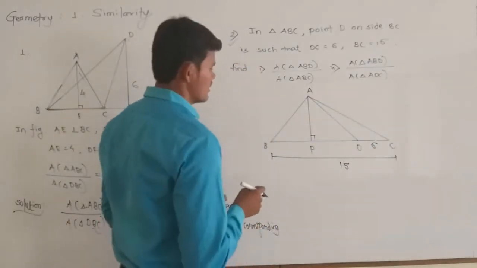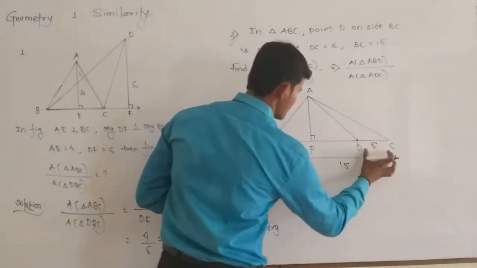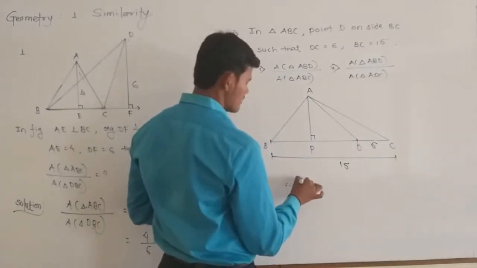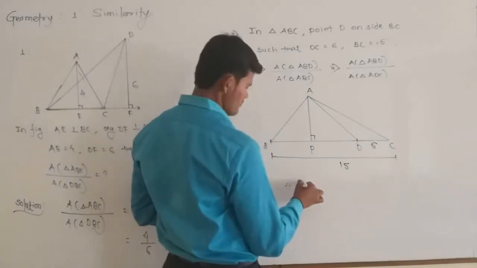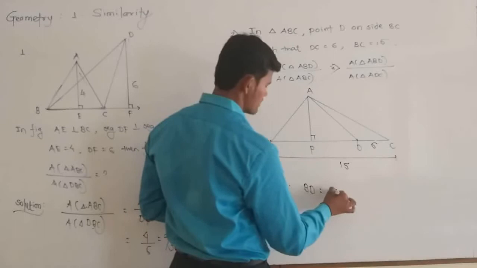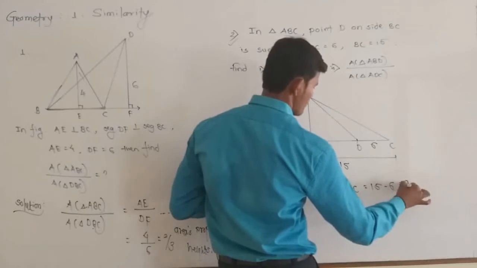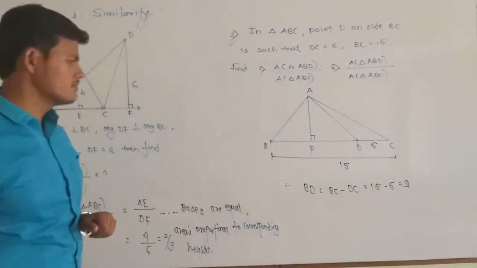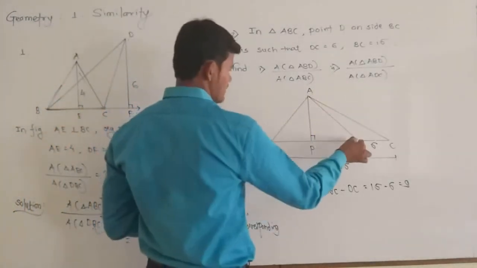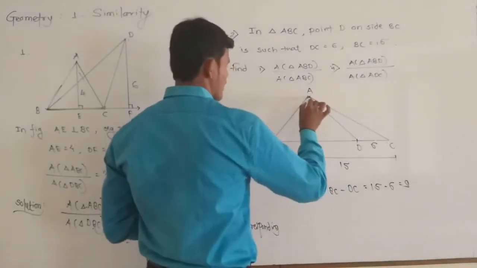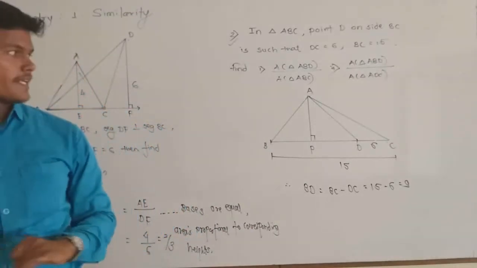Okay, so first of all, find the length of BD. Here length of BC is 15, length of DC is 6. Therefore, to find the length of BD, length of BD is nothing but BC minus DC. So BC is 15, DC is 6. We get 9 as the length of BD. Okay. So here triangle ABD, triangle ADC, and triangle ABC, all these three triangles share one common vertex, that is A.